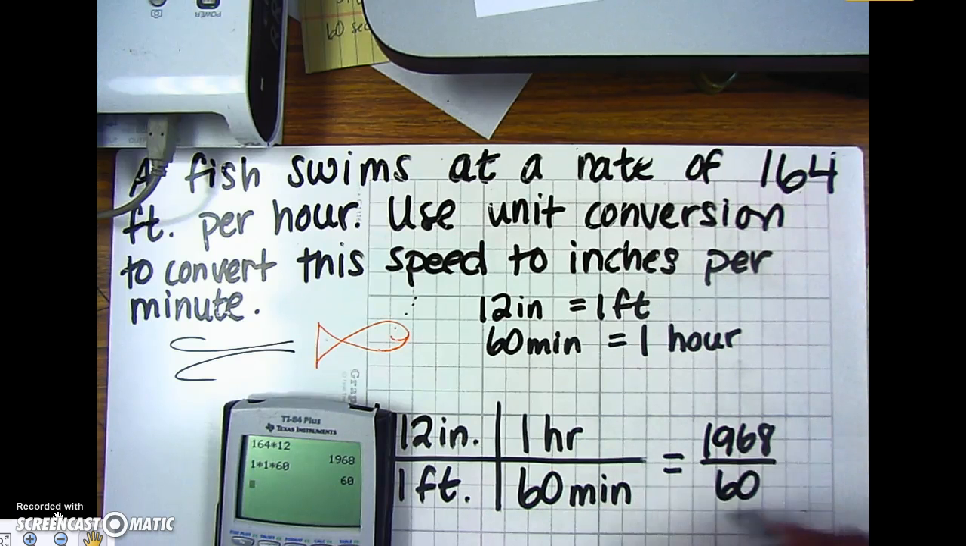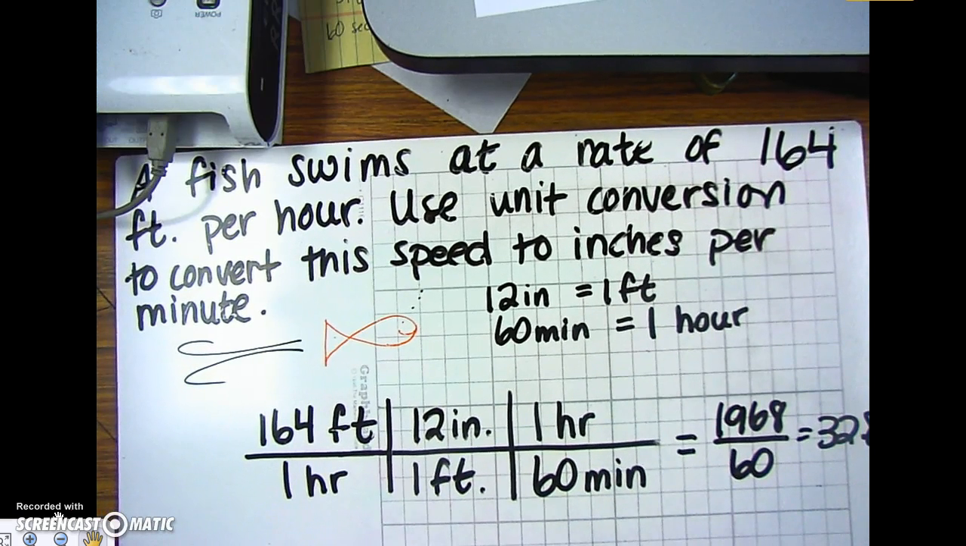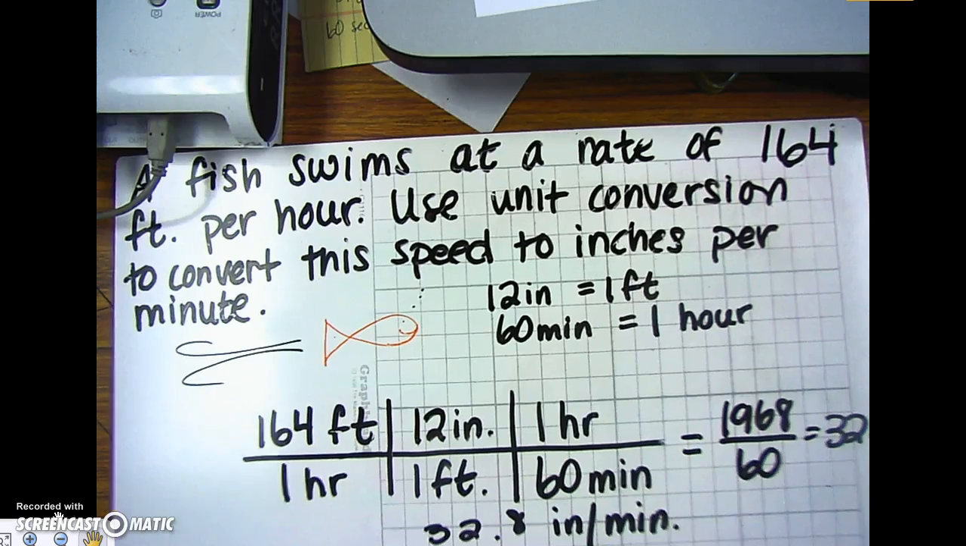Now I just plug this into my calculator, 1968 divided by 60, and I get 32.8. That means our little fish was swimming 32.8 inches per minute. Alright, so that was pretty simple. Let's move on to our next example.